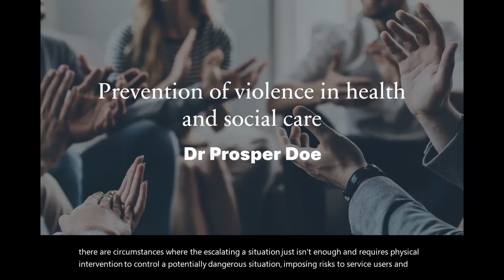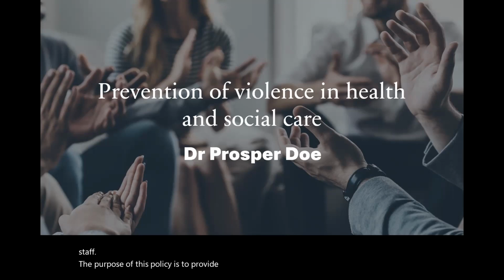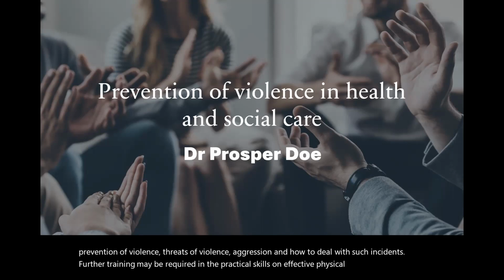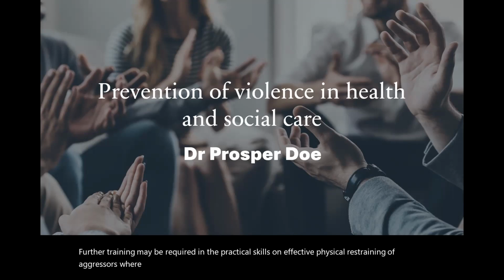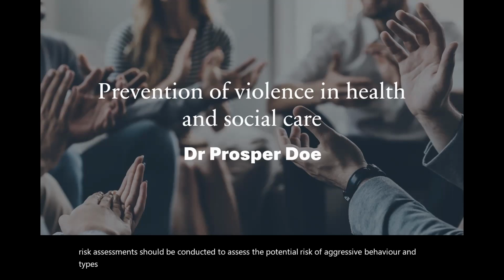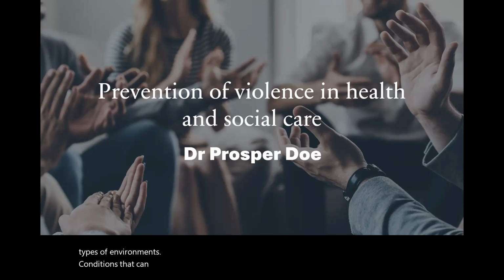The purpose of this policy is to provide guidance to health and social care staff on the prevention of violence, threats of violence, aggression and how to deal with such incidents. Further training may be required in the practical skills on effective physical restraining of aggressors, where a potentially dangerous situation arises. Before using any form of restraint, risk assessments should be conducted to assess the potential risk of aggressive behavior and types of environments and conditions that can trigger threatening and challenging behavior.